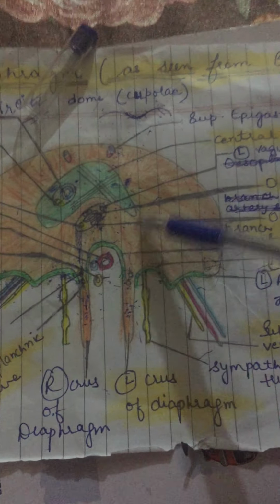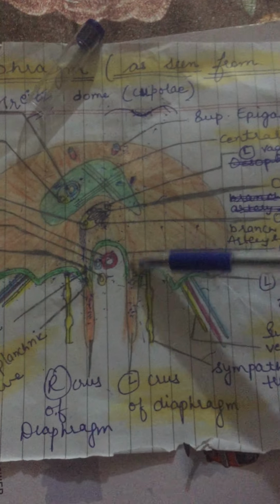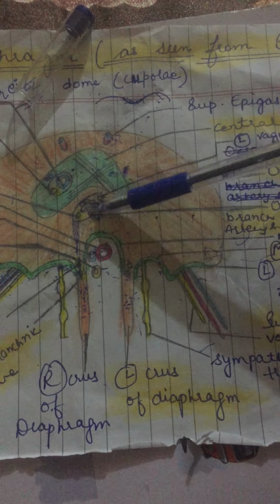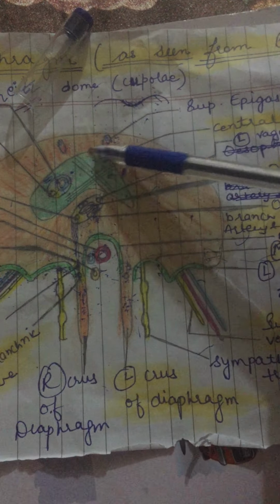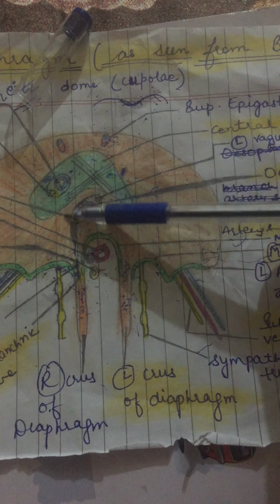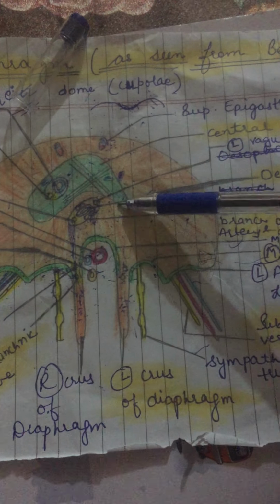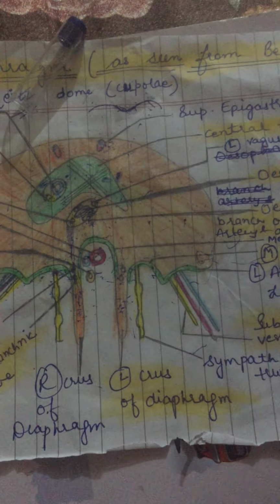Now insertion. All the fibers are inserted into the central tendon, which I have drawn in green color. This is the central tendon. All the muscle fibers are inserted into the central tendon, which is situated in the median depressed part of the diaphragm, close to the sternum. This central tendon is like a trefoil leaf having median, right and left leaflets, right?